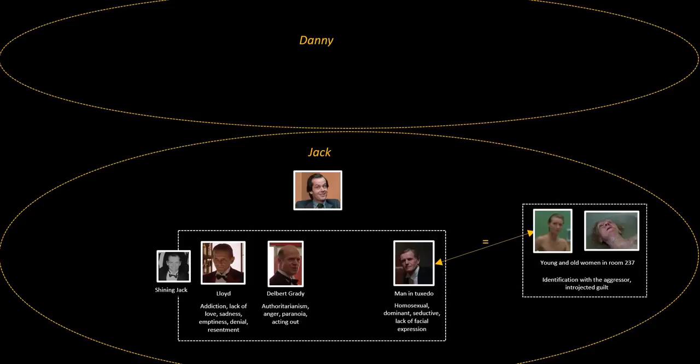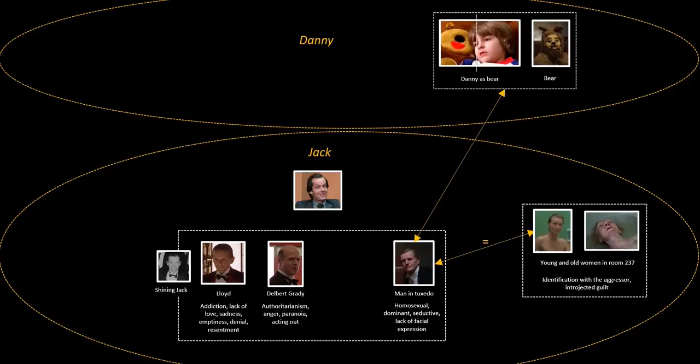The man in tuxedo is also linked to Danny via the bear costume. As shown once again by Rob Ager, the bear costume is a symbol for Danny. He impersonates the sexual abuse perpetrated by Jack on Danny.